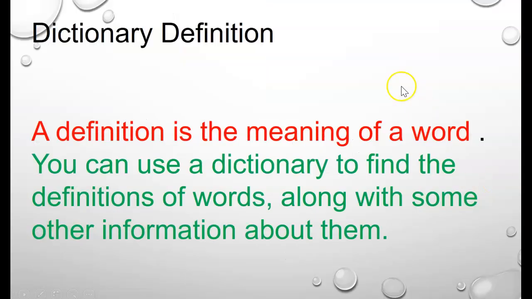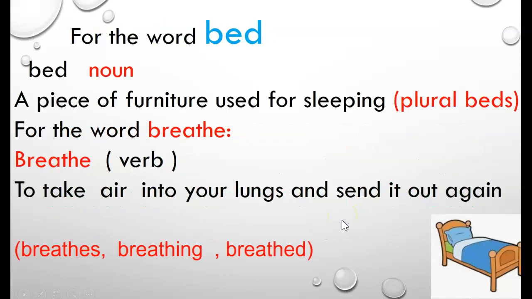Okay. So dictionary definition. A definition, you know, is the meaning of a word, and for this we sometimes use a dictionary, which will not just tell you the definitions of words but also some other information. Now, what is this other information? We'll be discussing it one by one. Before that, I would like you to see this example.